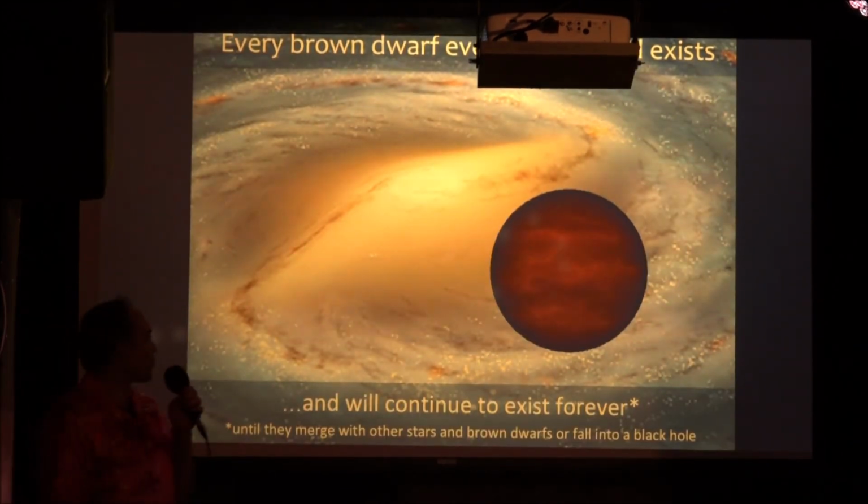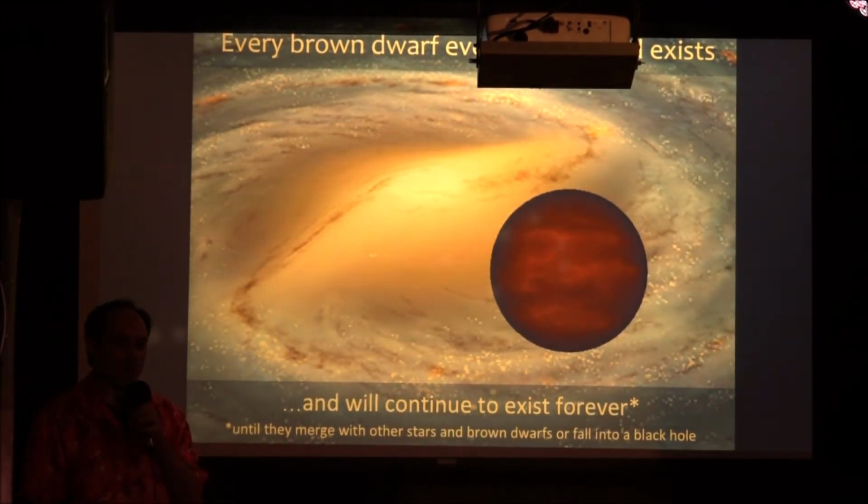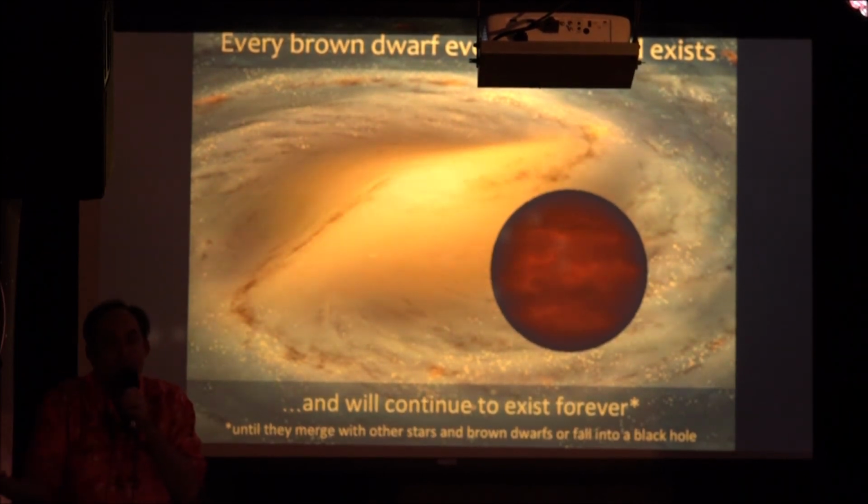The other thing that's cool about brown dwarfs that I think is amazing is that every brown dwarf that ever formed still exists and will exist forever. Remember I talked about the lifetimes of stars. That lifetime is based on them fusing hydrogen, running out of that hydrogen, and blowing up and dying. All right? These things don't fuse hydrogen. So they're the undead, right? They never die. So they can be around forever.